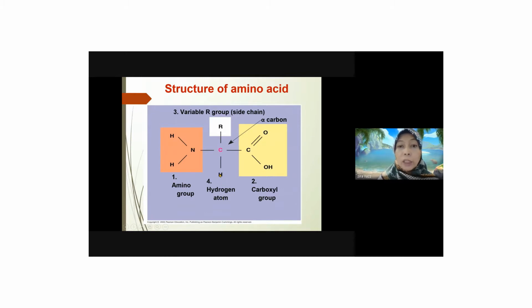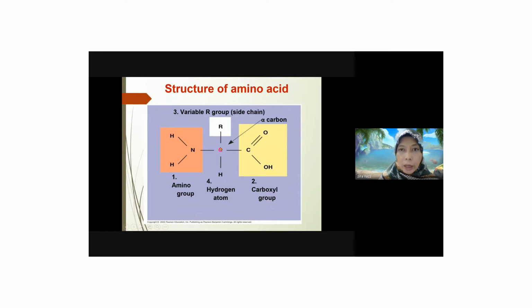Next, we have a hydrogen atom attached to this. And the fourth one is the variable R group. This is the R group, the side chain. So this side chain, which is R, is important to determine the characteristics and properties of the amino acid. That's why we have 4 classes of amino acids. We're going to take a look at the classes after this.